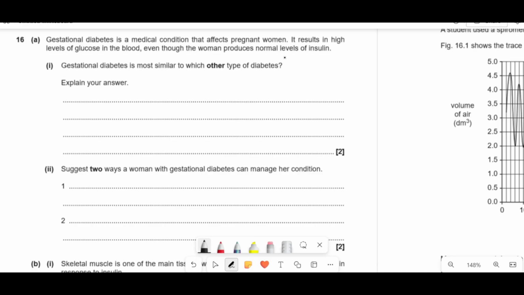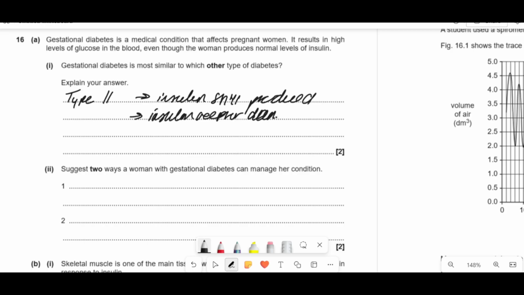So in this case, they're still making normal levels of insulin. Type 1's out, so it has to be type 2 by default. Type 2, why? Because insulin is still produced, right? So it must be that the insulin receptor may be damaged or something, and your tissues are not responsive.